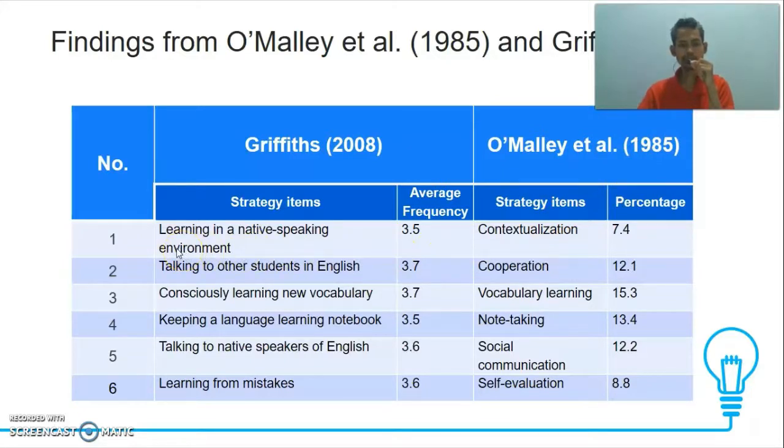1985. The first one, learning in native speaking environment with 3.5 average frequency in Griffiths 2008, and contextualization with the percentage of 7.4 in O'Malley 1985. The next one, talking to other students in English in Griffiths, and cooperation in O'Malley. Consciously learning new vocabulary and vocabulary learning in O'Malley. Keeping a language learning notebook and note taking. Talking to native speakers of English. Social communication. Learning from mistakes. Self-evaluation. So we can conclude that the strategies are commonly used by good language learners.